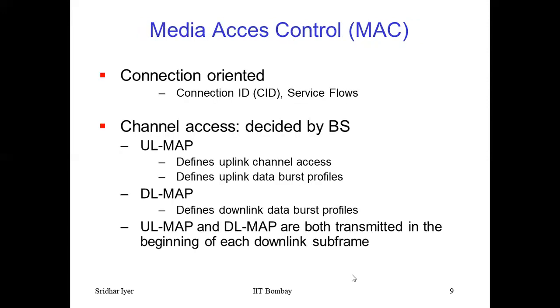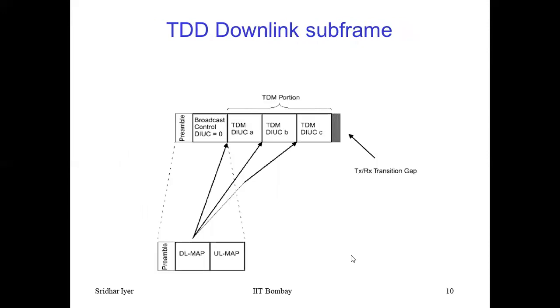Media access control works with the connection oriented ID and service flow. Channel access is decided by the base station. The UL map defines the uplink channel and the uplink data burst profile. The DL map defines the downlink data burst profile. UL is there, DL is there. The UL map and DL map are both transmitted at the beginning of each downlink subframe.